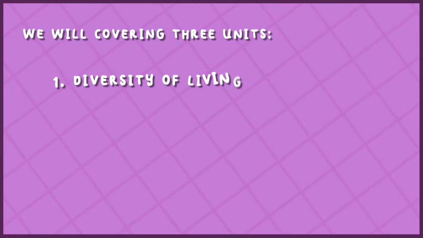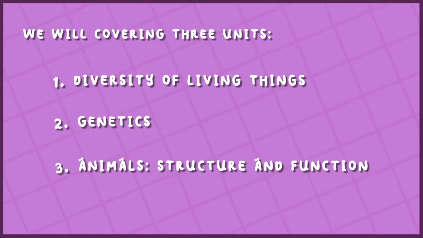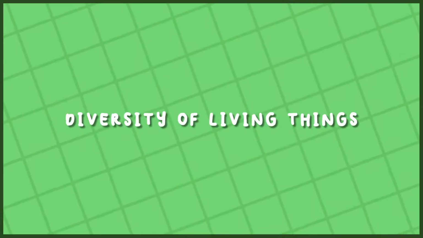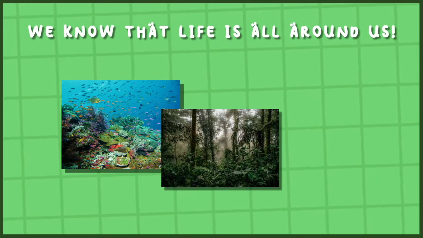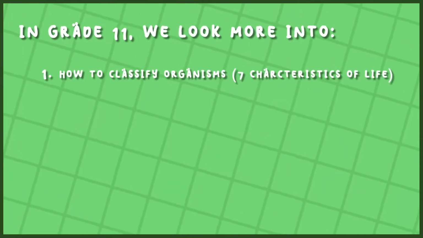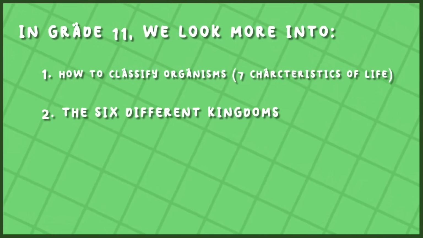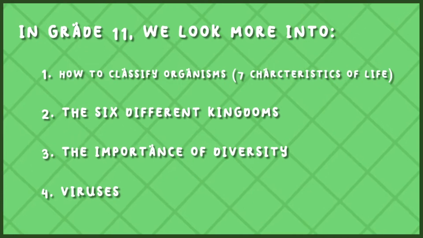We will be covering 3 important units: diversity of living things, genetics, and animals' structure and function. So, let's get to it. Diversity of living things. From the previous years of science, we learned that there is lots of life around us, and in grade 11, we look into how we can classify these organisms, the different kingdoms, the importance of diversity, and a special exception called viruses.